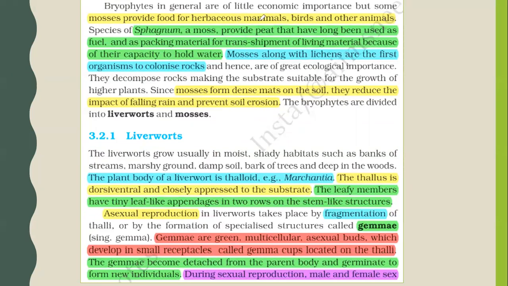Bryophytes in general are of little economic importance. That is, mosses provide food for herbaceous plants and animals. Sphagnum, which is the peat moss, has been used as packing material for the transshipment of living material because of its capacity to hold water. Lichens were the first organisms along with the bryophytes to colonize the rocks, and they prevent soil erosion as well. They are mainly classified into liverworts and mosses.